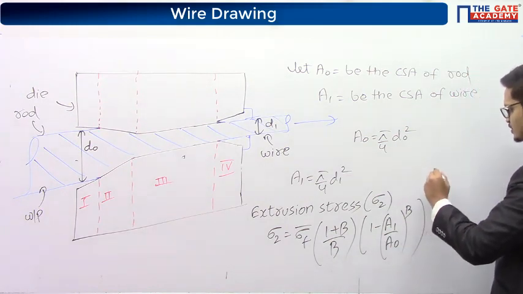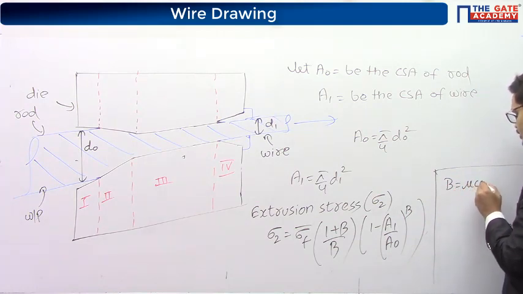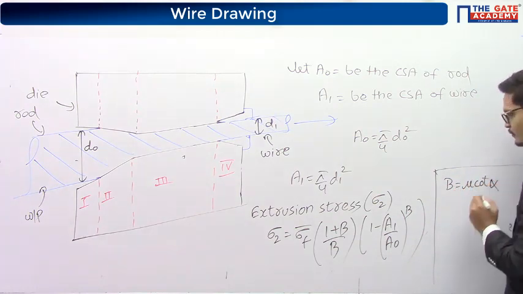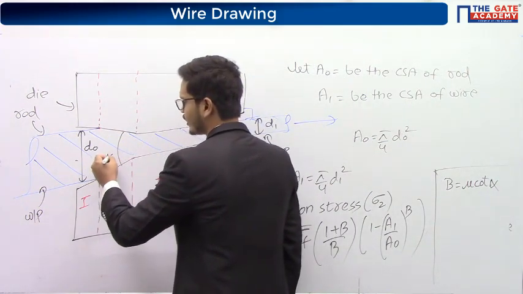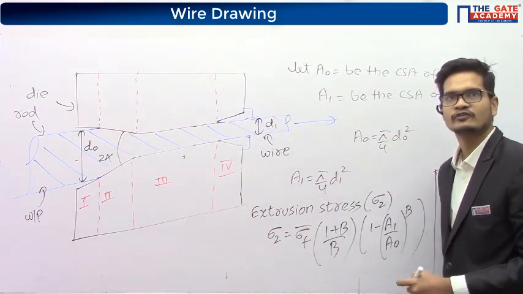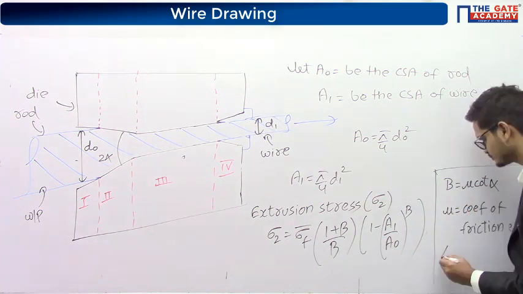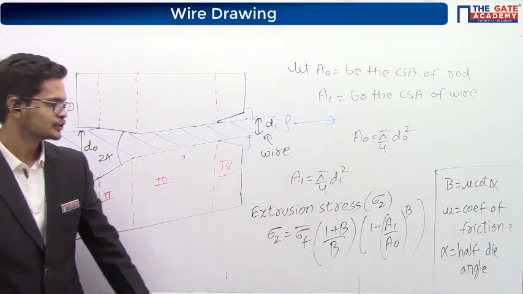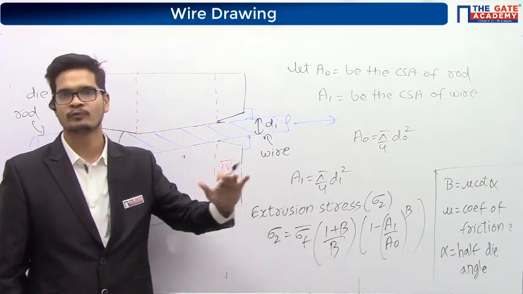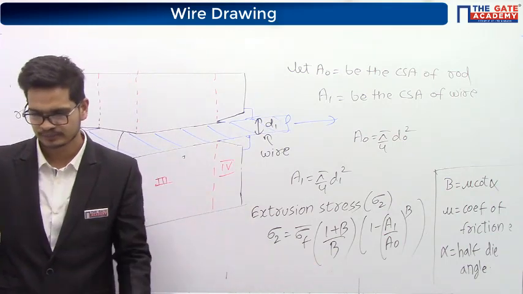Again, we'll have the same expression for b. B is mu cot alpha. Now this time what is alpha? Here, this entire angle is 2 alpha. So alpha is half of that angle. Mu is coefficient of friction. Alpha is half die angle. Okay. So if you memorize this formula, it will be useful for both wire drawing and extrusion. So it is recommended that you memorize this.